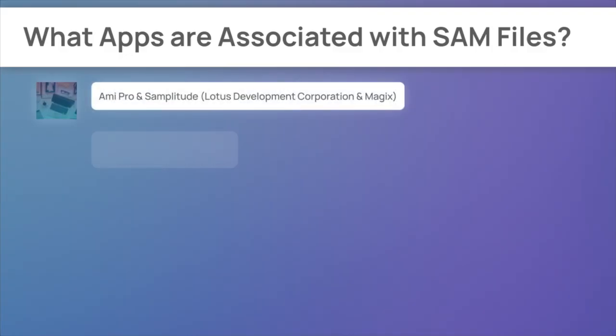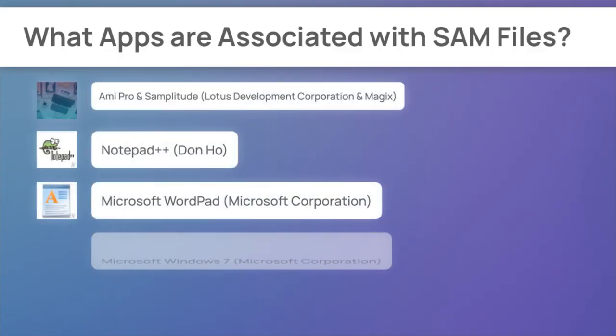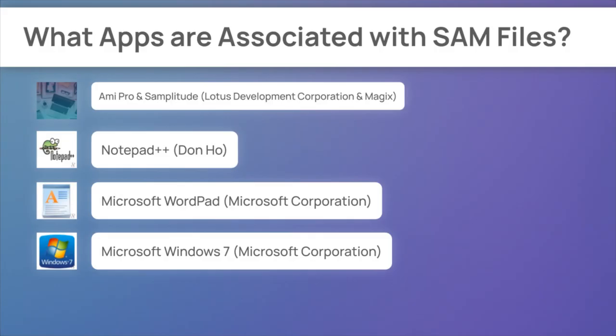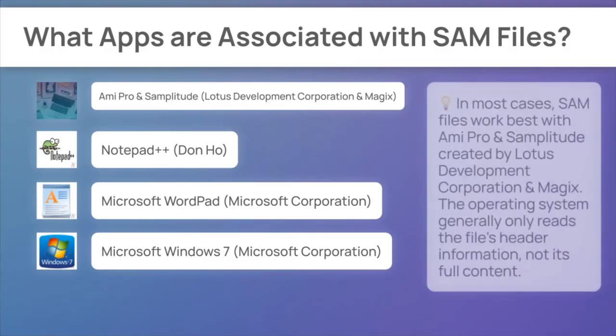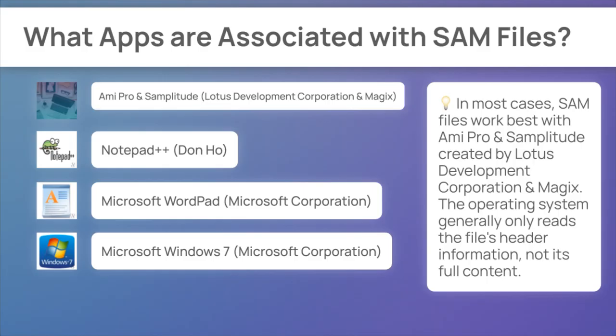The source application for SAM is frequently listed as Ami Pro and Samplitude from Lotus Development Corporation and Magix. The operating system is unable to apply the necessary display standards to this file. Windows supports basic document visibility, though deeper editing requires proper tools.